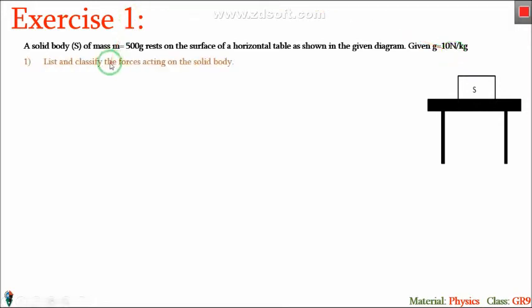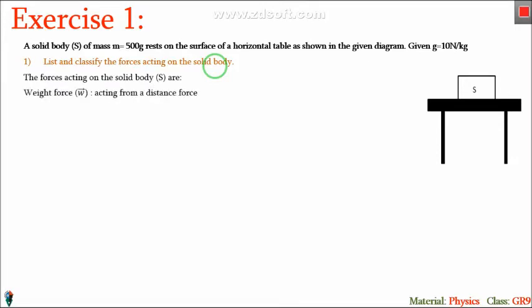The first part. List and classify the forces acting on the solid body. When we want to list and classify, we must write the name of the force, its symbol, and then classify it into contact or acting from a distance force. The forces acting on S are the weight force, its symbol W vector, which is an acting from a distance force, and the normal reaction of support, its symbol is N capital letter vector, which is a contact force.